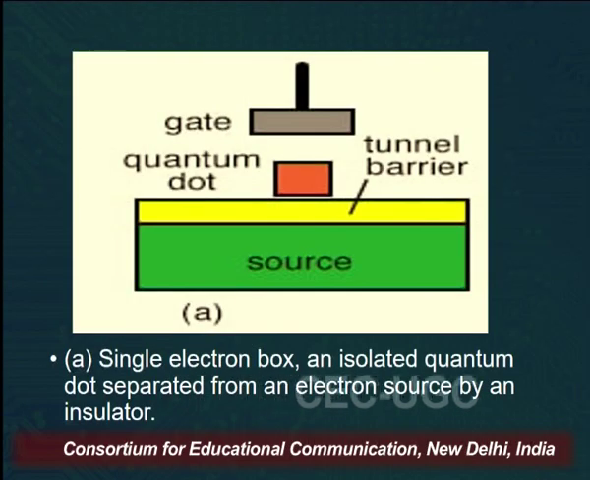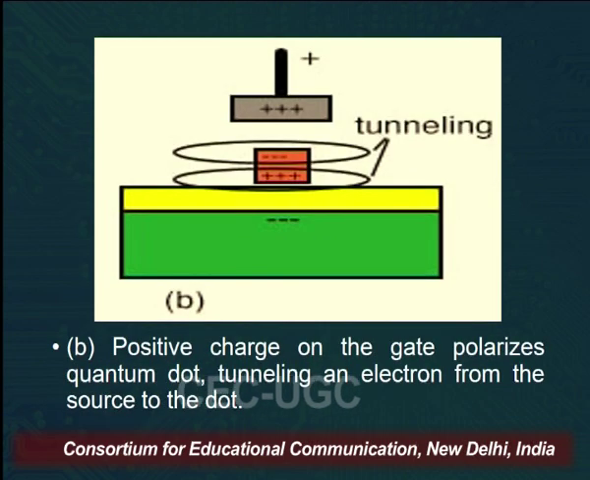You can see here the first is a single electron box with an isolated quantum dot separated from an electron source by an insulator. You can see that this is a source and insulator, and there is a gate, and in between there is a quantum dot and a tunnel barrier. The tunnel barrier is basically an insulator.